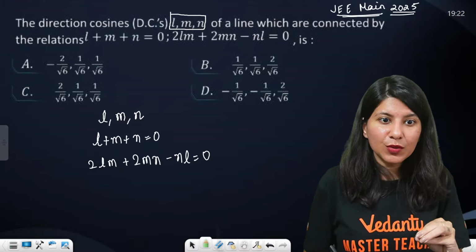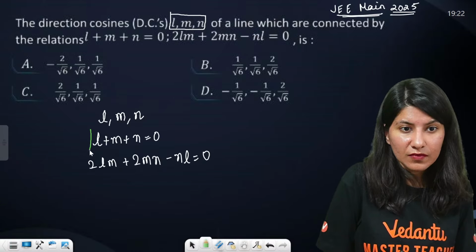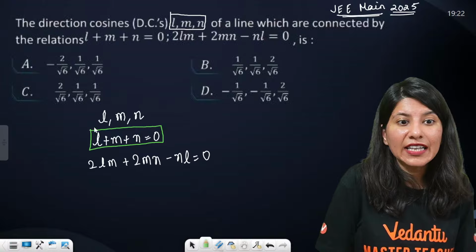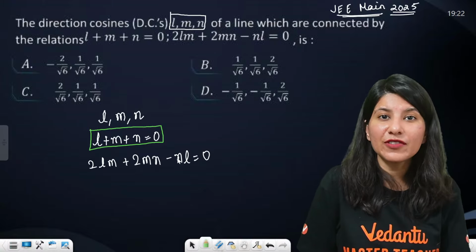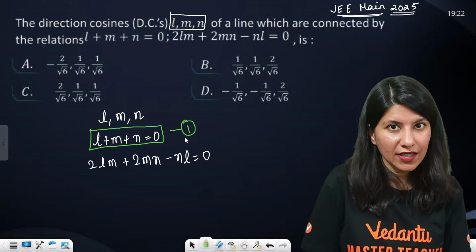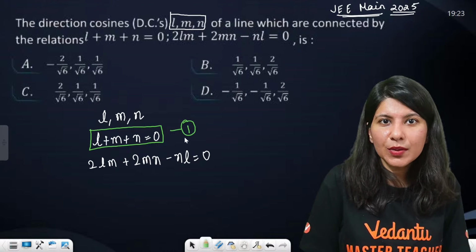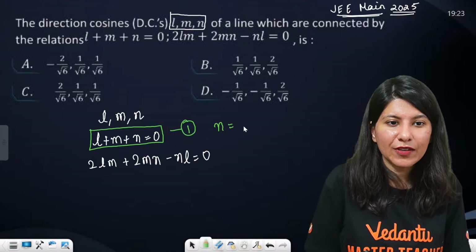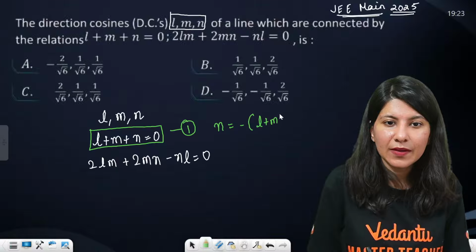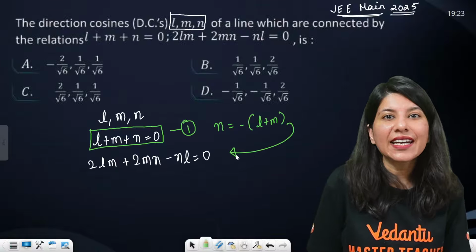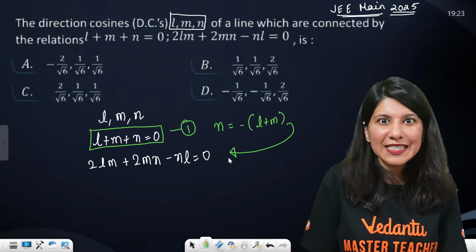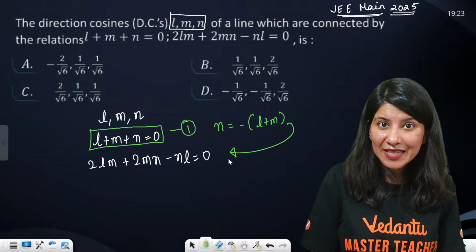So what you have to do is calculate the value of any one variable from the first equation. What you can do is calculate N from here. N will be minus of L plus M, and put it in the second equation. Very basic. I am not saying anything new. We have done this so many times, right?